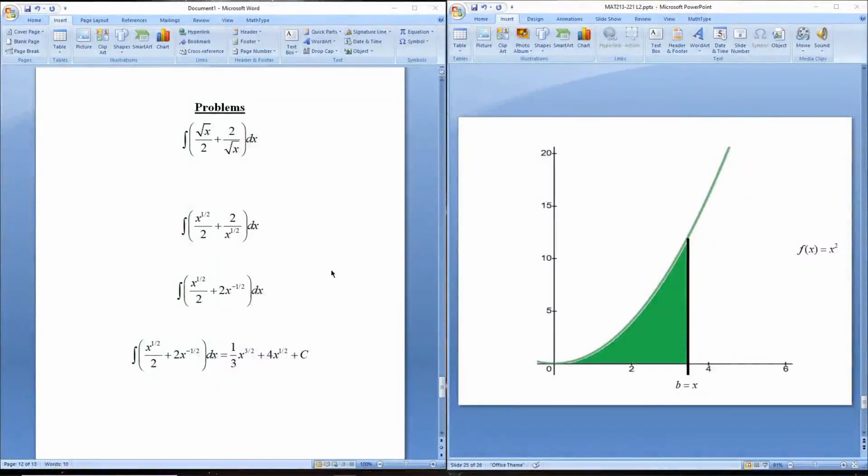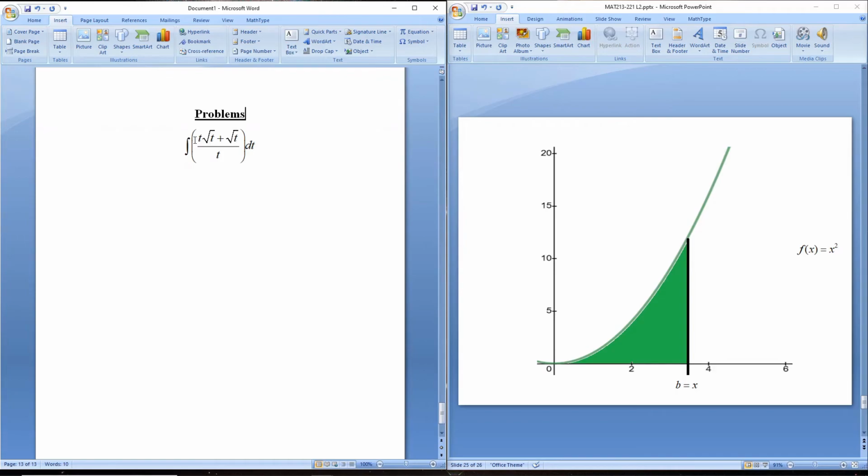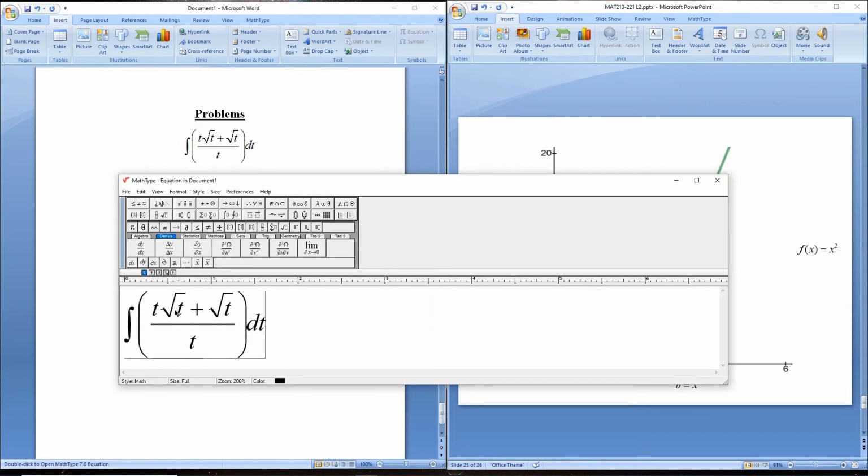So let's try another one where the book is trying to be a little tricky with you. And we have this case here. So again, a good first step is to get rid of these square roots and write it with the proper exponent. So the square root of t is t to a half.